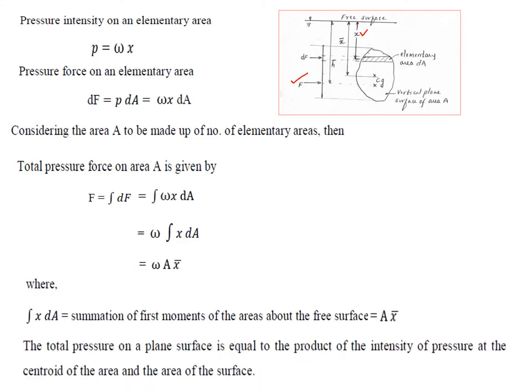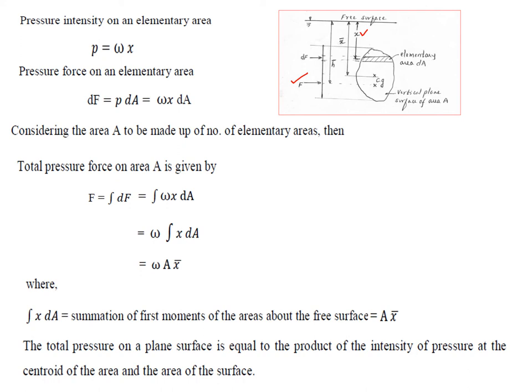So as I told you, the summation of x dA is the summation of first moment of area, which is area into x bar. So therefore the total pressure force on the plane surface is equal to the product of the intensity of pressure at the centroid and the area of the surface.